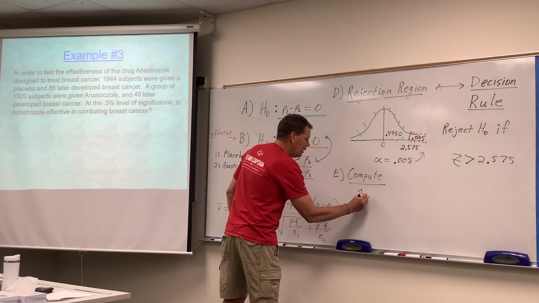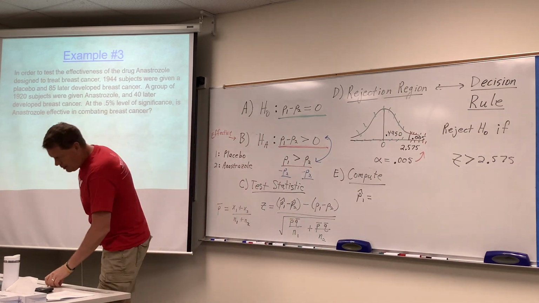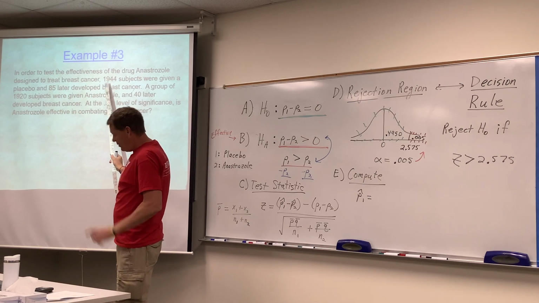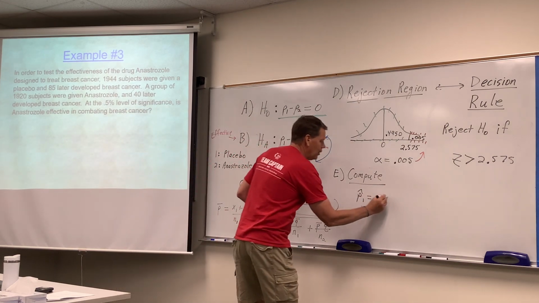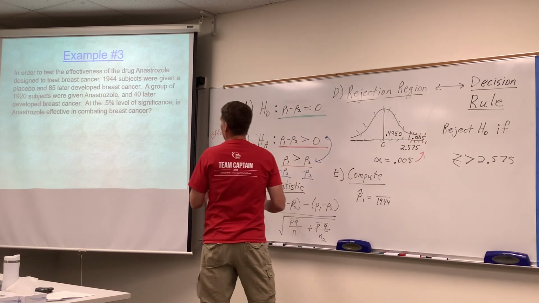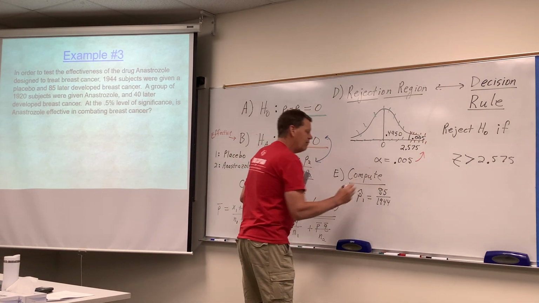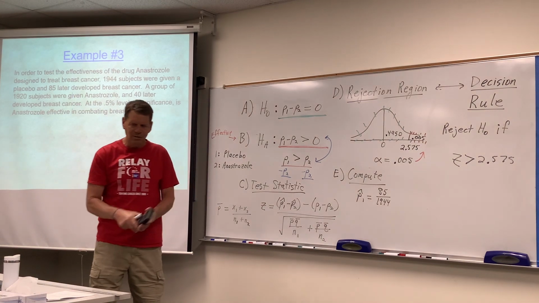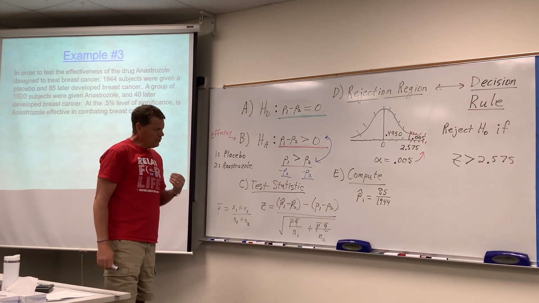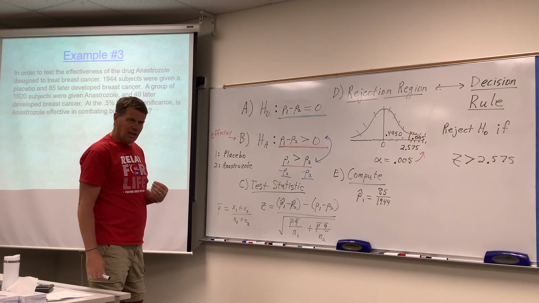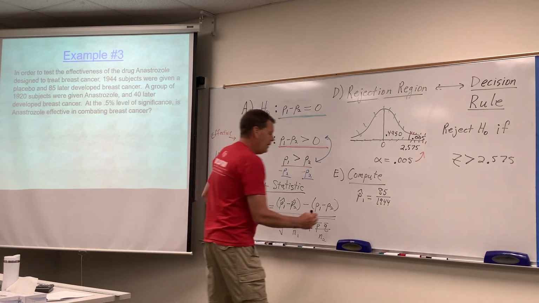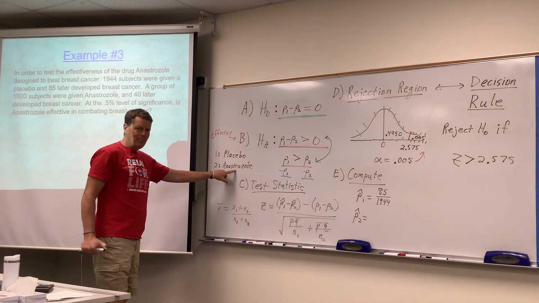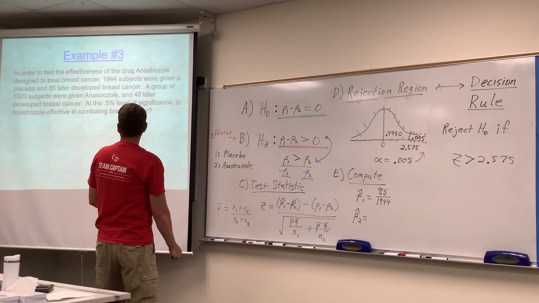So P hat 1 would be the fact that, out of 1,944 women who were given the placebo, 85, unfortunately, later developed breast cancer. Now, I believe 85 divided by 1944 is a nasty decimal, so for accuracy's sake, we'll need to leave that in fraction form when we set this up. So 85 over 1944.